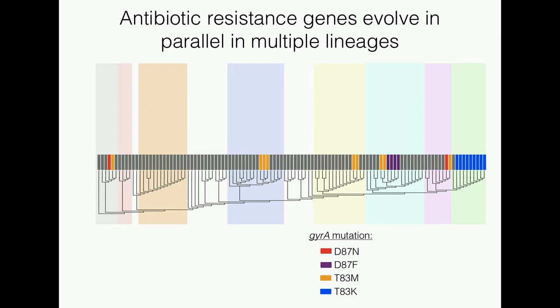Okay, so now what we were asking: can we find mutations or maybe specific genes that get mutated repeatedly in different patients? And here is one such gene, GyrA. It's the target of one of the antibiotics used in treatment of these patients, ciprofloxacin. And you can see that for that gene, besides the wild type allele, there are actually four other different alleles that are labeled here, representing different amino acid changes.